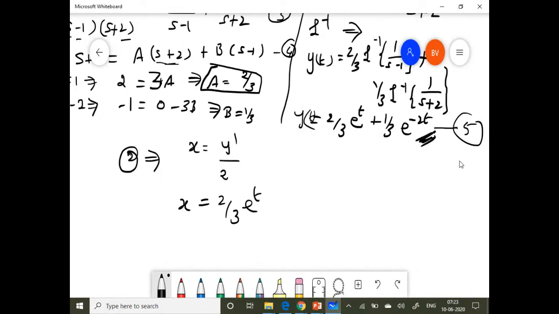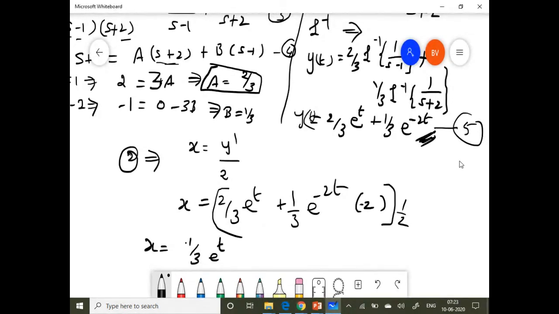2 over 3 e power t plus 1 over 3 e power minus 2t into minus 2. So what is x? X is divided by 2. Divided by 2, there is a common division. 1 by 2, keep this 1 by 2 outside. So when you divide 2, you will get 1 over 3 e raised to t minus 1 over 3 e raised to minus t. This is the end.